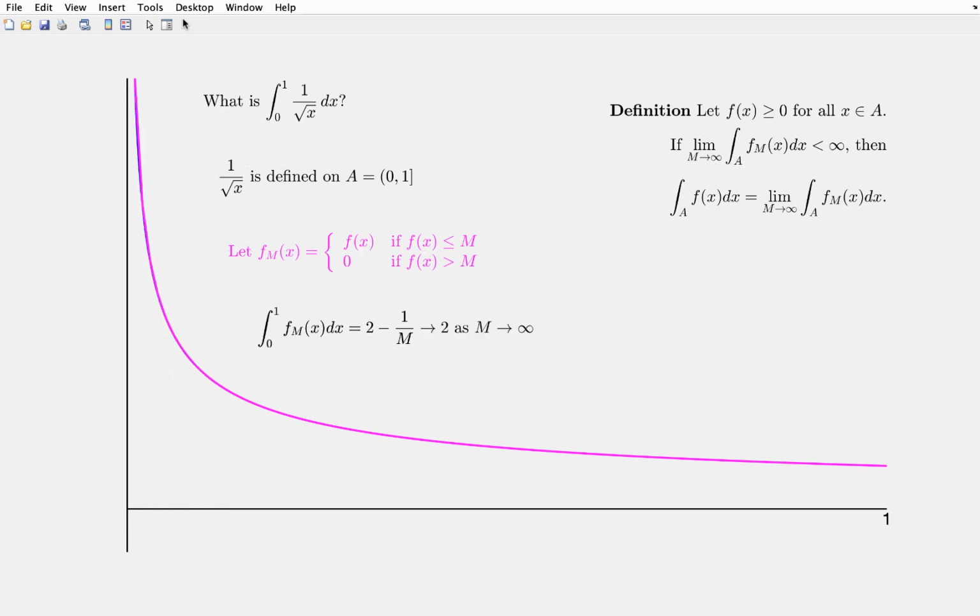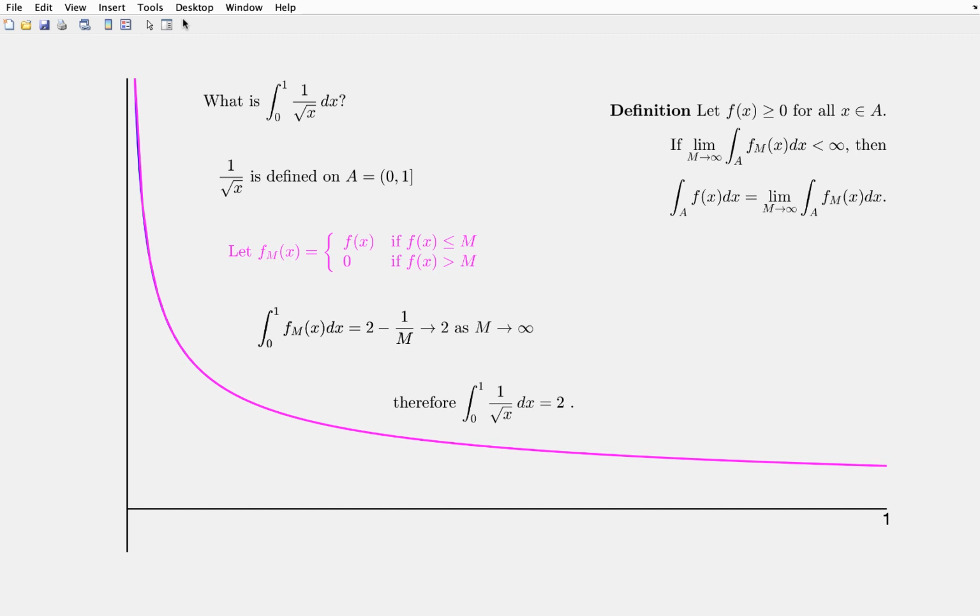Right, so here we see that as m goes to infinity, that magenta line converges to the blue line. And if I take that limit, I'm taking the limit as m goes to infinity of 2 minus 1 over m, which converges to 2 as m goes to infinity. So therefore, the integral from 0 to 1 of 1 over the square root of x is 2.